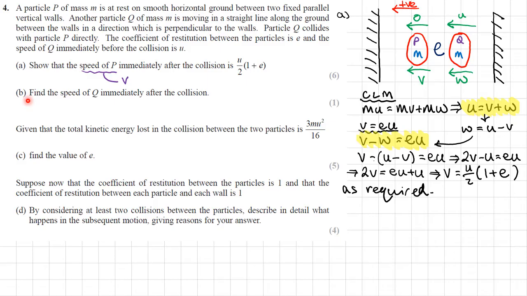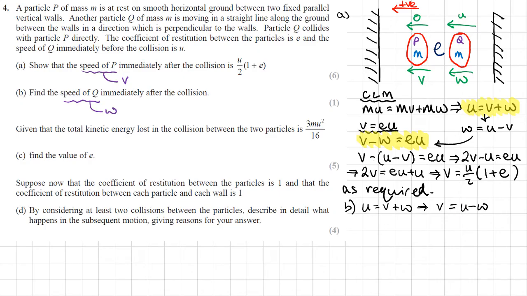Part B, find the speed of Q immediately after the collision. Now the speed of Q is what I've called W in my working. So I'm going to use this same equation here, but I want to eliminate V from my coefficient of restitution equation. So if I start with my U is equal to V plus W, rearrange it to make V the subject, and V is going to equal U minus W.